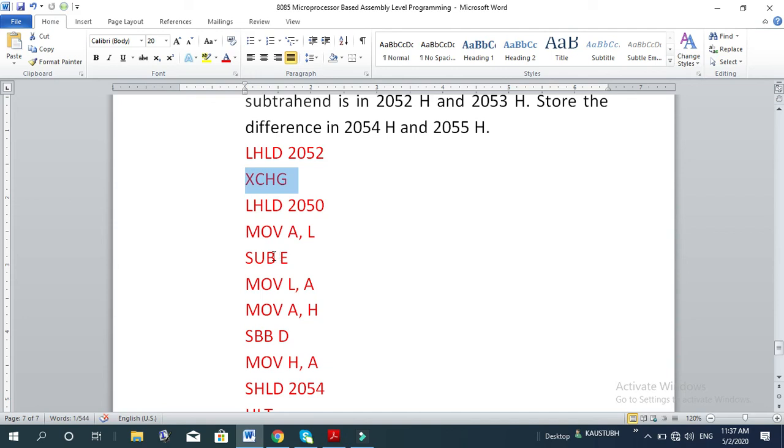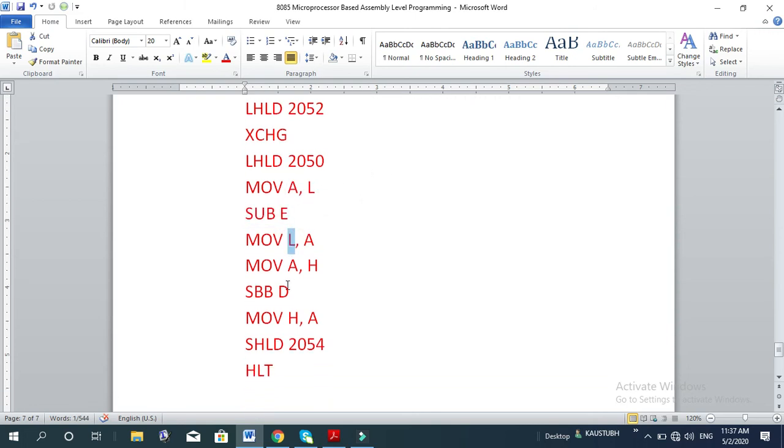So SUB E, that means A minus E. A is now the lower byte of my minuend, E has the lower byte of the subtrahend, and after this the lower byte of the result is in the accumulator. Again I am copying that lower byte result into L. Similarly after that we go to the higher byte.